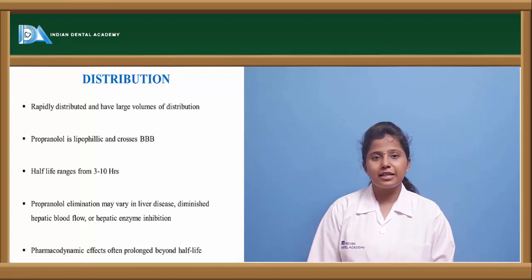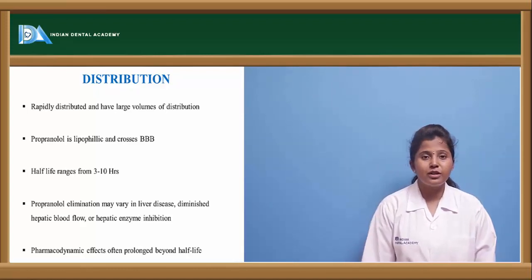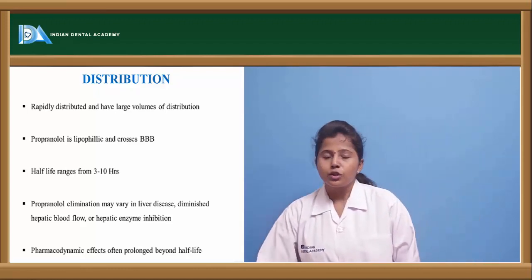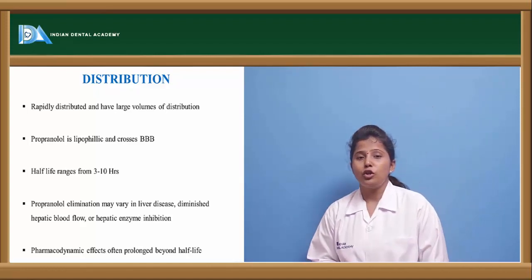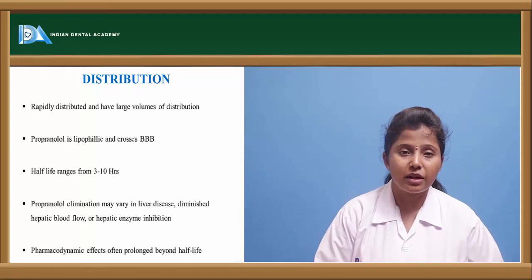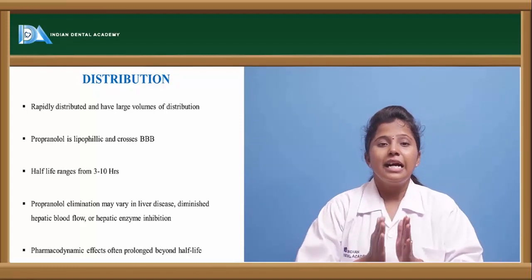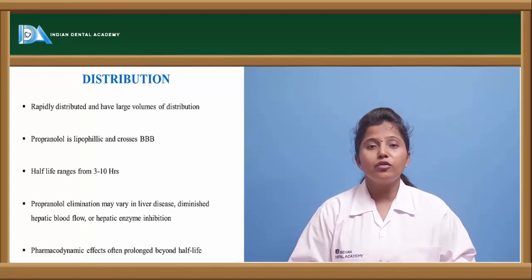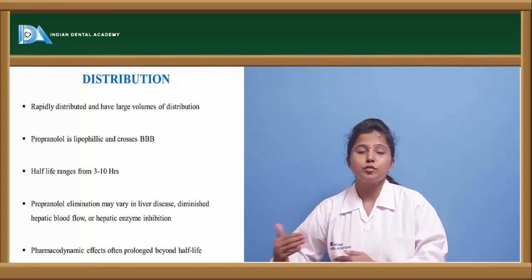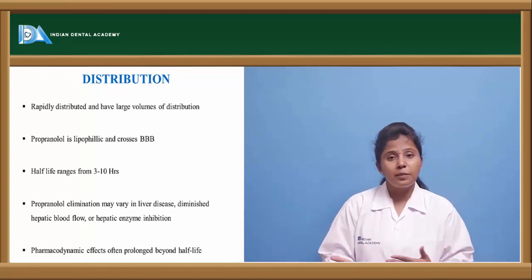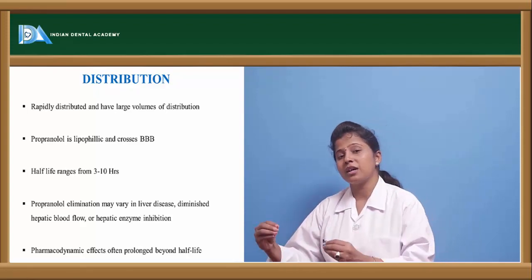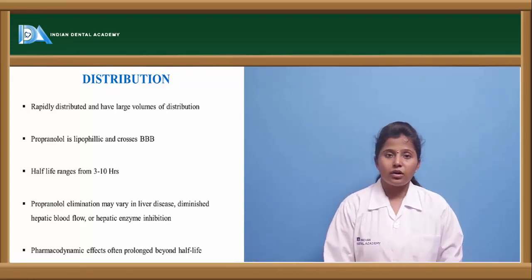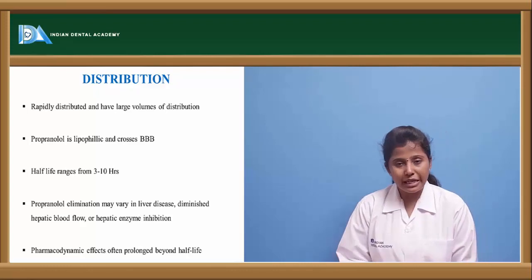So once it is entering into the body, how is it getting distributed, or where is it getting distributed? It is distributed all over the body, and it shows a large volume of distribution. So what does this mean? Large volume of distribution means it is distributed all over the body, the distribution occurs for a longer period of time, and it is large. More of the drug is available in each and every organ. So the distribution, we can say, is almost equal.